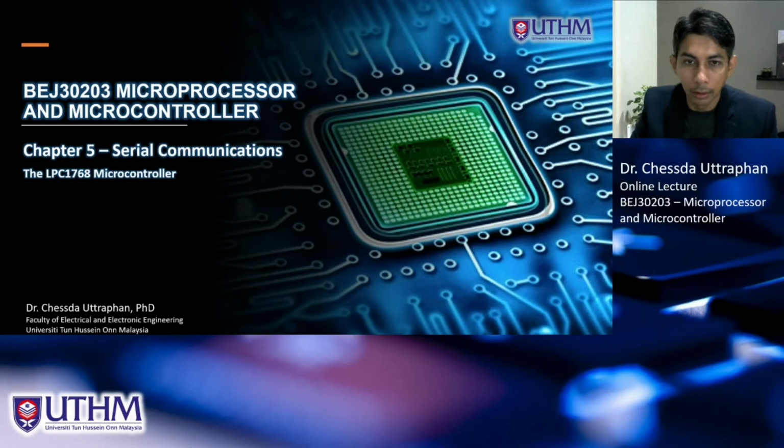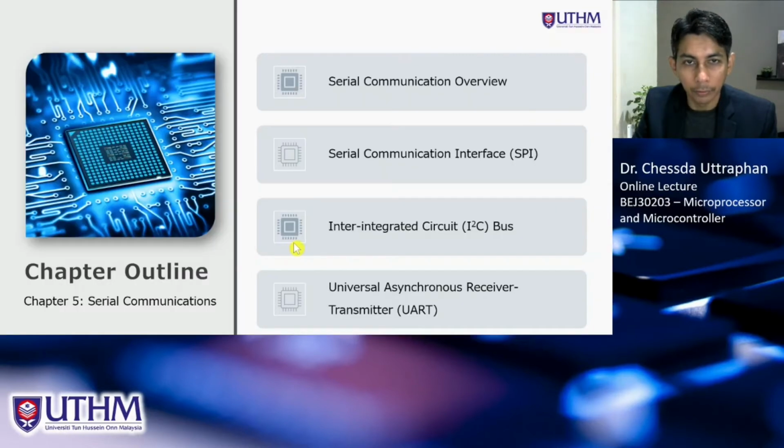Today we will continue with chapter 5. We are still in chapter 5, serial communication, where last week we looked at the overview of serial communication, and we went through the first communication interface or protocol, which is the serial peripheral interface (SPI).